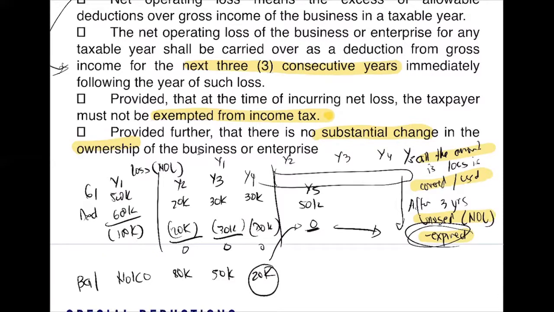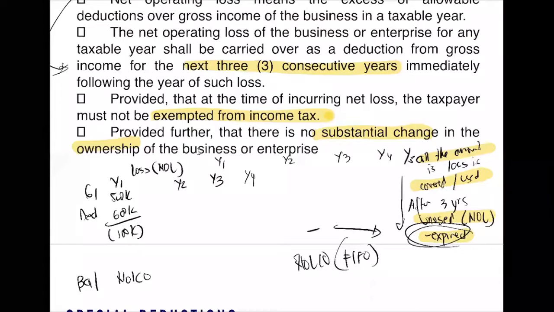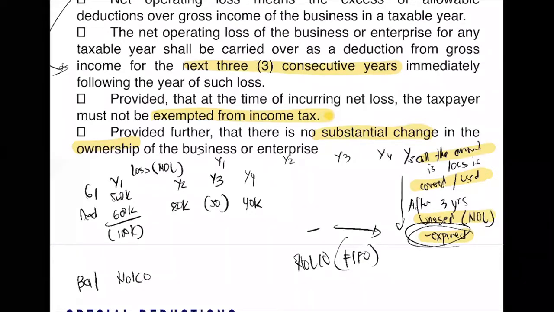By the way, you cannot deduct NOLCO to a loss. And NOLCO should be applied on a first in, first out basis. So assuming here, guys, let's have another assumption. So we have here NOLCO of 100. And then we have here 80,000 income. We have another net operating loss of 50,000 on year 1. And then we have here 40,000 year 4. So we have here 100,000.